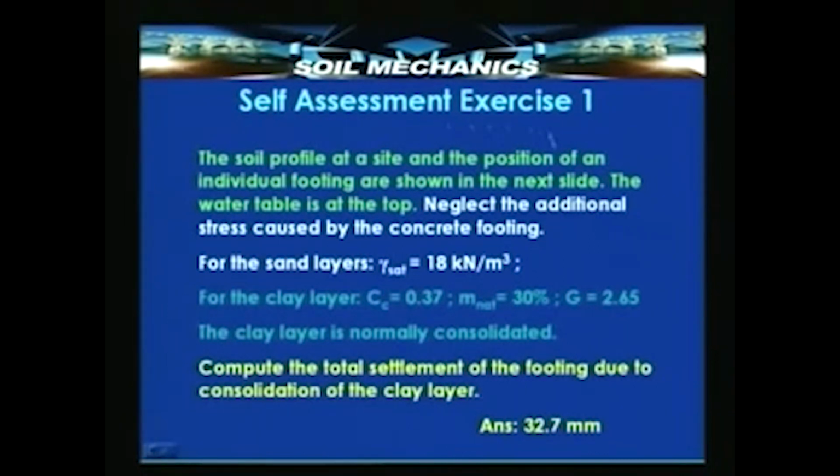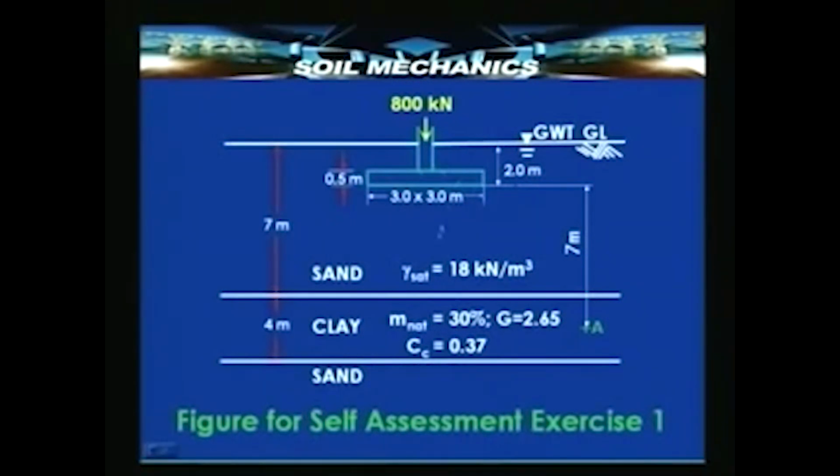There is one self-assessment exercise. I would advise you to read this carefully. You are required to calculate the total settlement of a footing. The answer is already given here, 32.7 millimeters. I would advise you to calculate this and confirm and satisfy yourself that you are aware of settlement computations. This is the illustration of the footing resting on a sand layer and a compressible clay layer, followed again by a sand layer. So, this is an instance of two-way drainage.